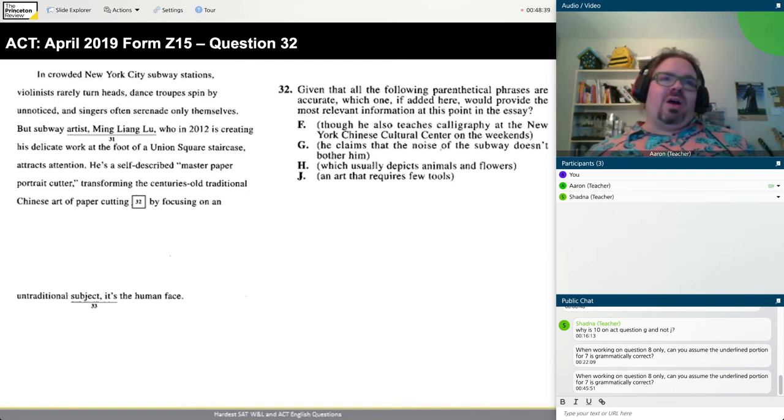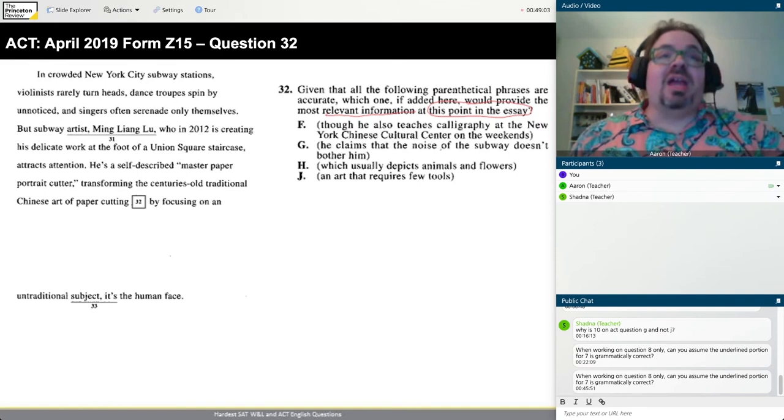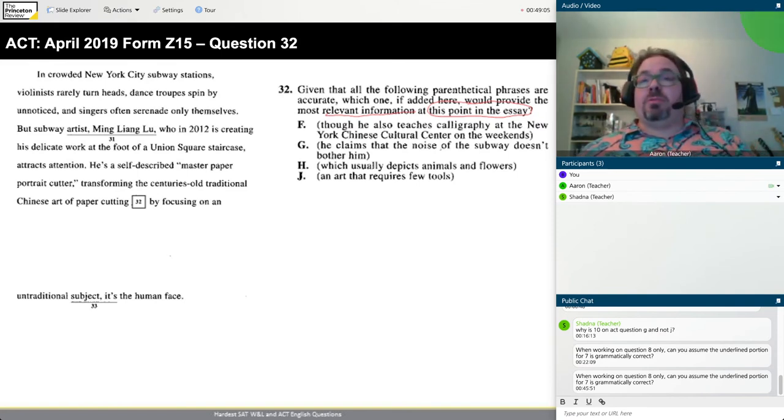So, given that all the following parenthetical phrases are accurate, which one, if added here, would provide the most relevant information at this point in the essay? So, just like the last question, we care about the scope. We're talking about at this point in the essay. The question would be different. The correct answer very well may be different if instead it was asking for the most relevant information for this sentence or the most relevant information to set up the following sentence. These are questions that both the SAT and the ACT ask, but they also ask this.